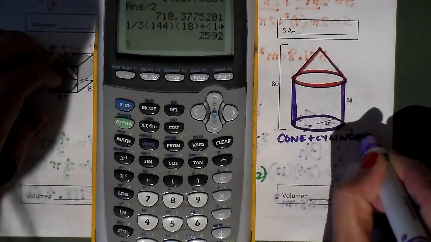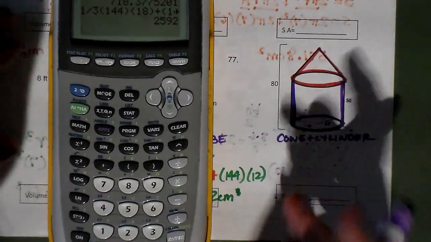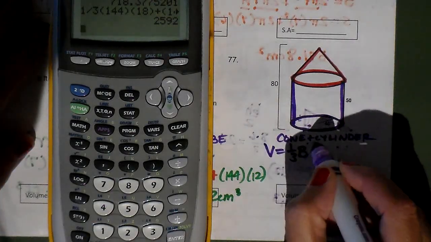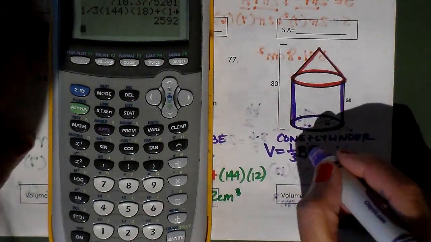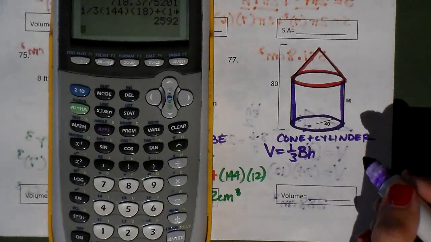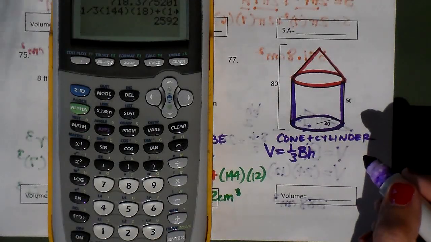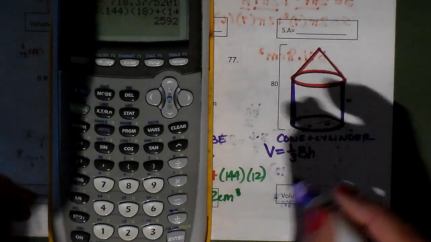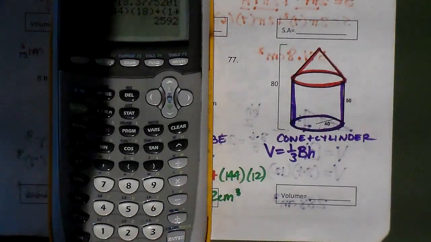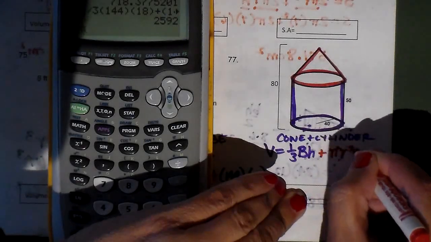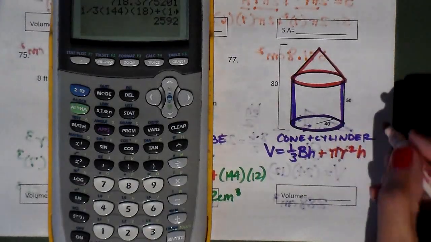So let's look at the volume formulas. The volume of a cone is like a pyramid. It's 1/3 BH, which is the area of the base, pi r squared. So it's 1/3 pi r squared h. Plus we're going to do the volume of the cylinder, and that is just pi r squared h.